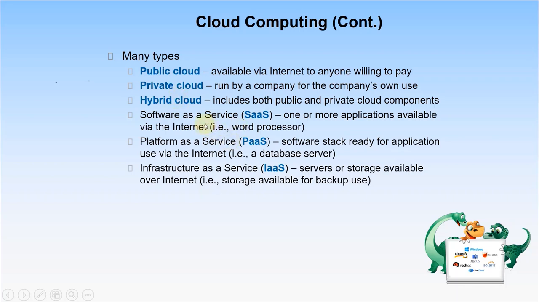Also you have software as a service, one or more applications available via the internet. Platform as a service, a software stack ready for applications, used via the internet. And you've got IaaS, or infrastructure as a service, servers or storage available over the internet. You also have the latest, which is ITaaS, IT as a service.